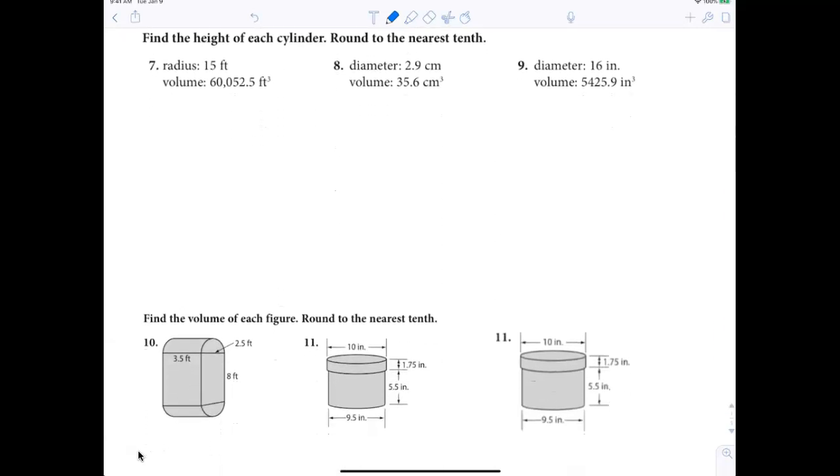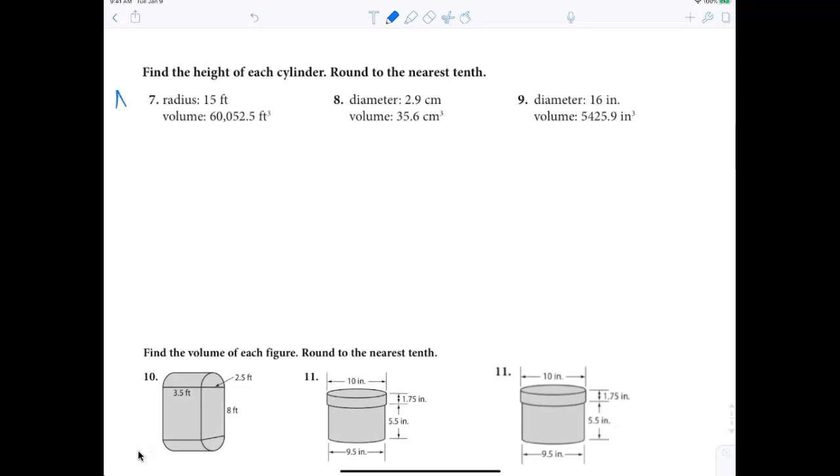Question number 7. Everybody put a star by number 7. This is kind of like a new little topic for you. Now they're giving you the volume and you have to work backwards. The first thing you always do is write the formula for volume of a cylinder. Volume is equal to pi r squared times capital H. So that's going down first.